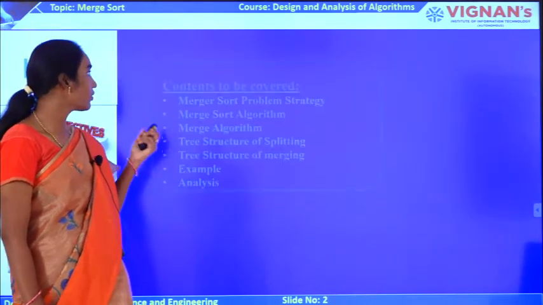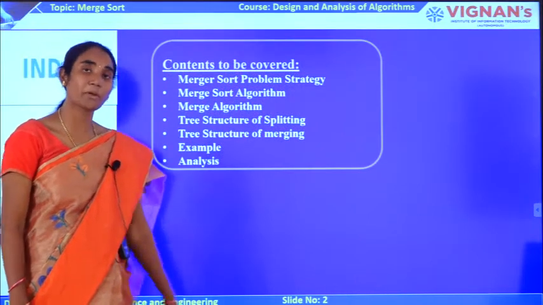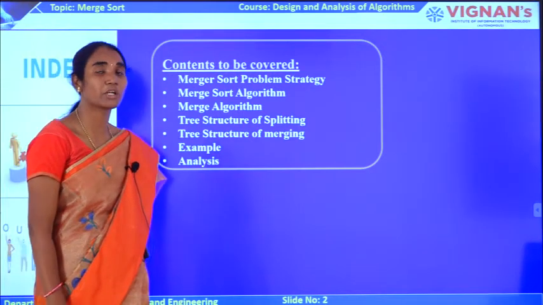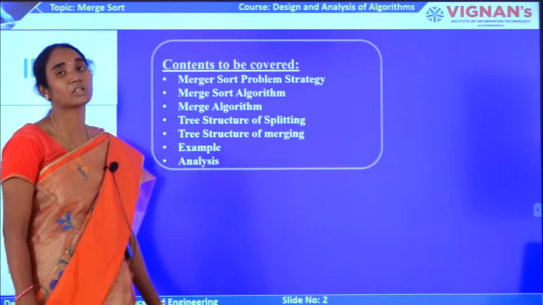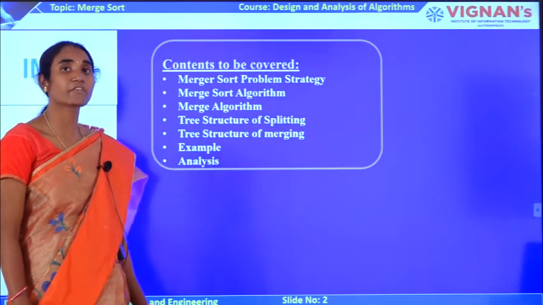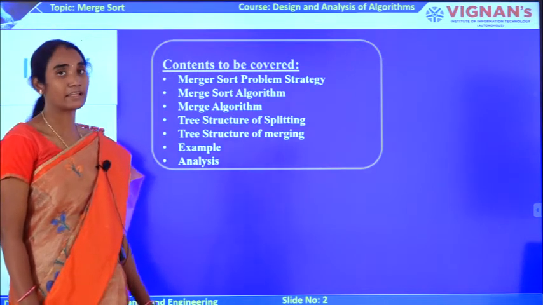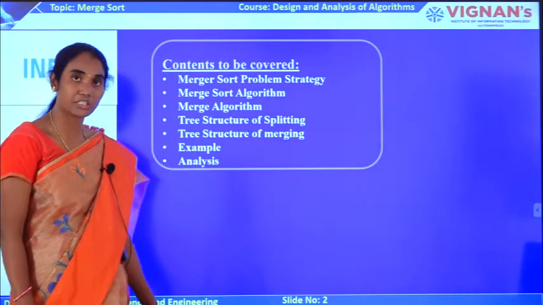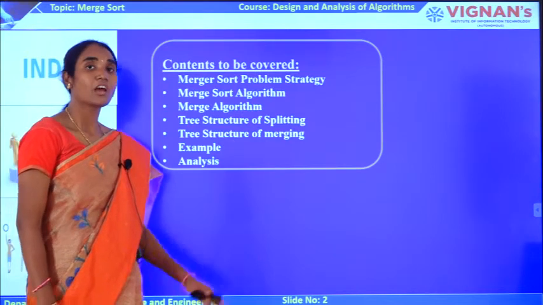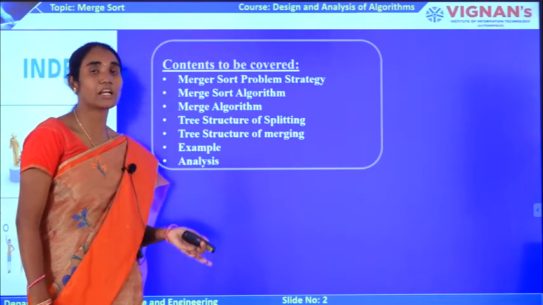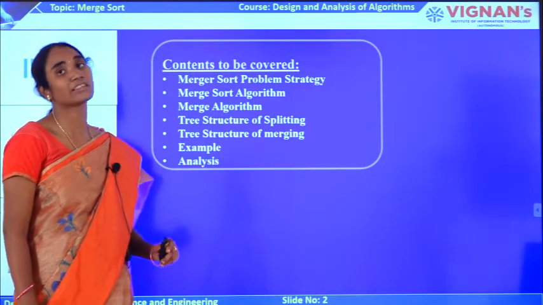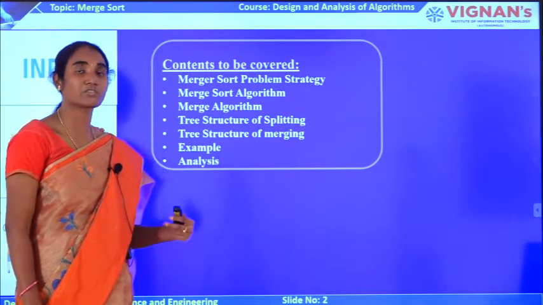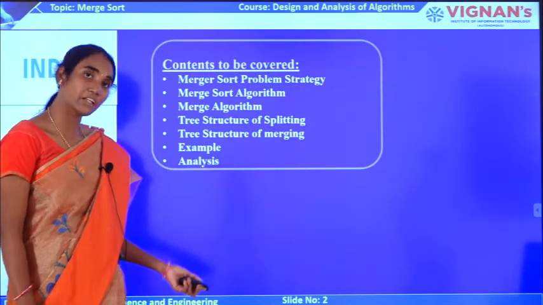Today I am going to cover what is meant by merge sort, and also we will see the algorithms of merge sort. There are two algorithms: one is the merge sort algorithm and the other is the merge algorithm. We will also see an example followed by analysis. As I said, merge sort follows the divide and conquer strategy. We are going to see how the list is divided and how it is merged using tree structures, both the dividing tree and the merging tree, as part of today's lecture.